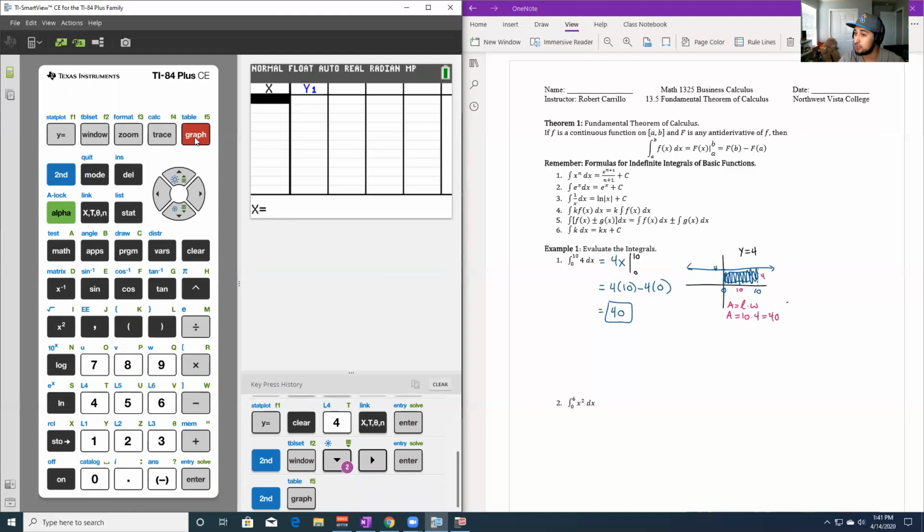There's the XY charts. So I've taught you guys how to go through all this. So all you're going to do now is plug in the intervals into the function. So we start with 10. I type in 10. I get 40. I type in 0. I get 0. And again, 40 minus 0 is 40. So that's another way to do it if you don't have the integral button on your calculator.